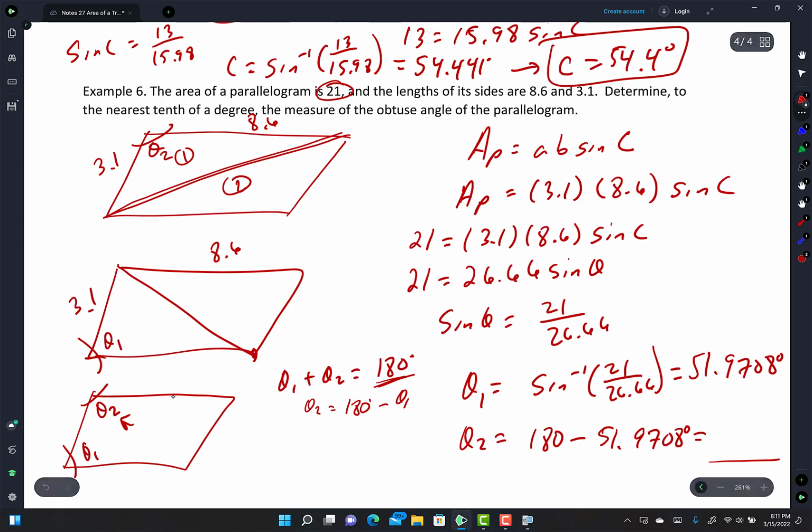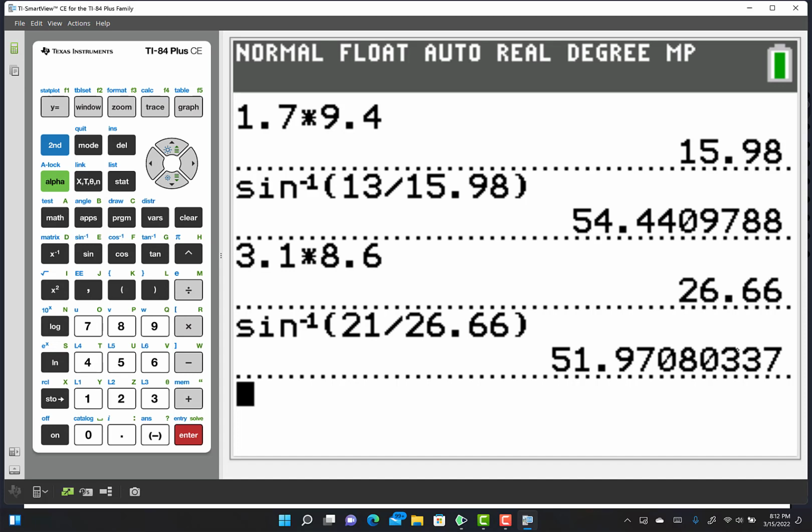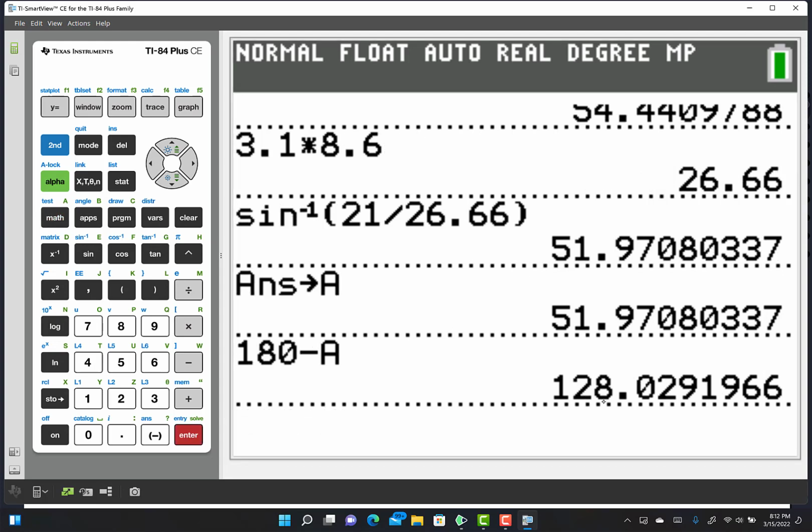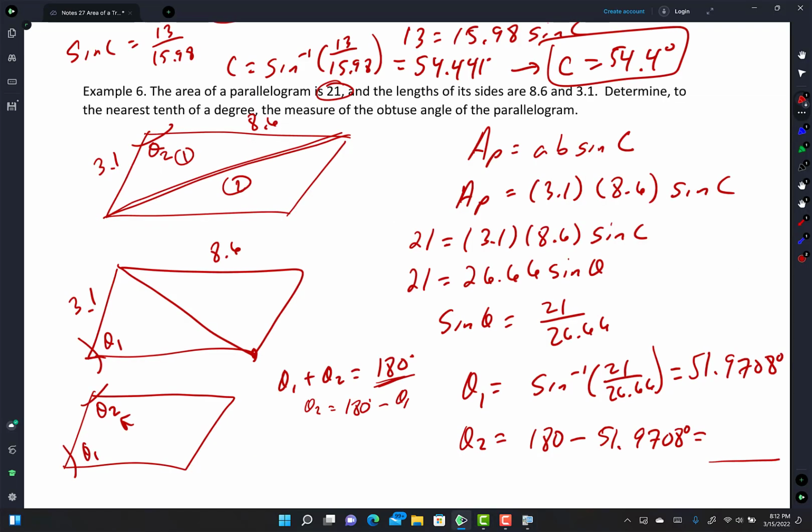And I want the exact because I want to show you that we're going to get that ratio all the time. So I'm going to save this, store alpha A, because there might be some funny business if we don't save that. And let's see, 180 minus alpha A, and you'll see what I mean right now. 180 minus A is 128.0291 degrees. So there it is. That's my answer.